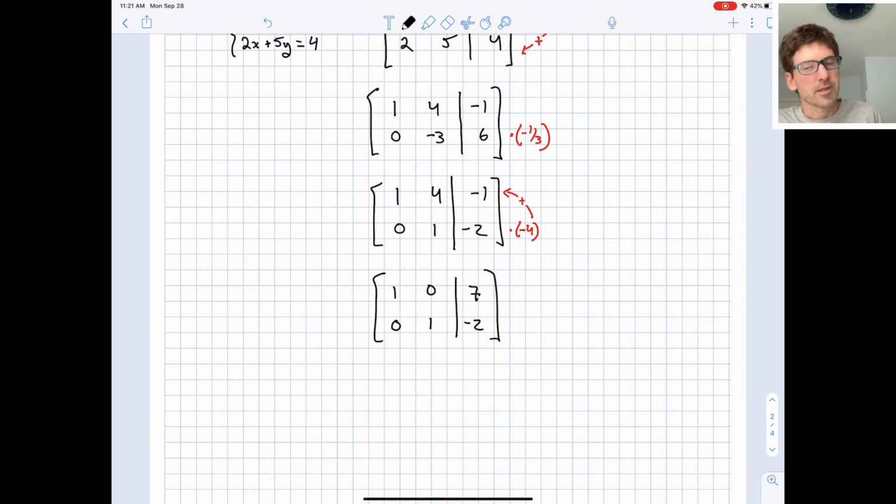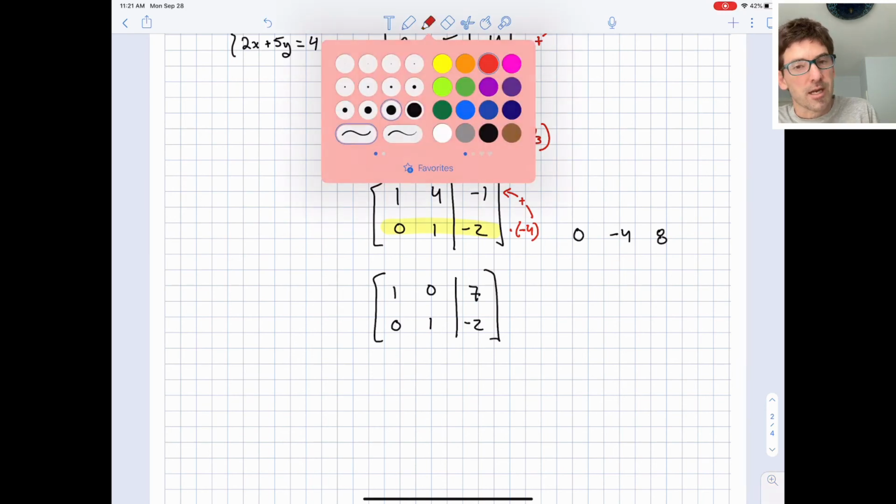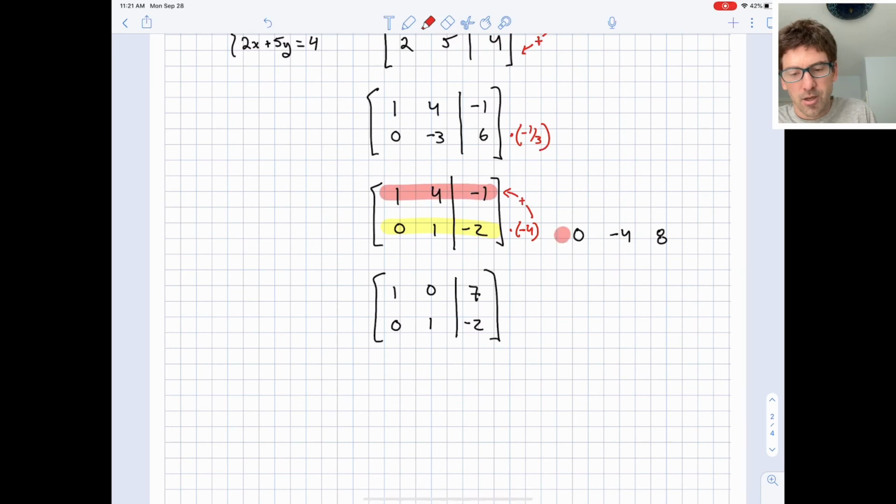Okay, so let's go through those steps a little bit more carefully. We multiplied that row by -4, and that gave us a 0, -4, 8. And then we added these two rows that I'm going to highlight in red. We added those two rows together, and do you see how the -4s eliminate? And that's how we got this row in purple, once we added the two reds together.